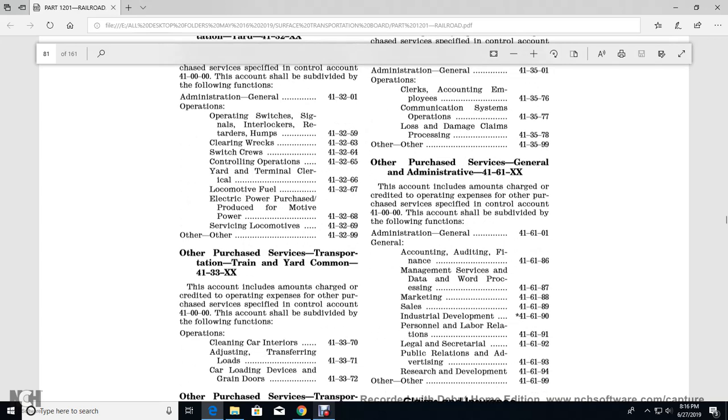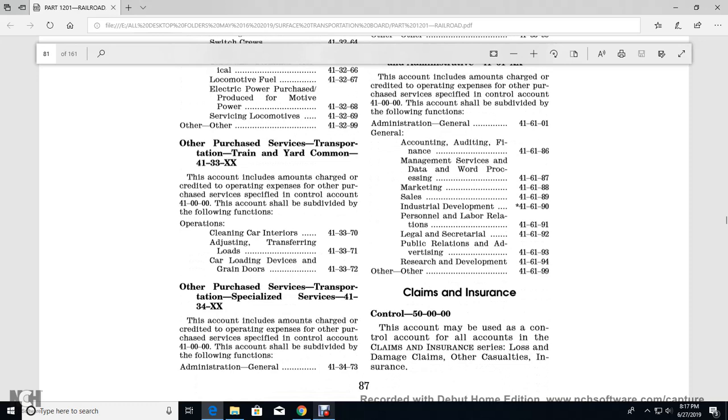4161 double X. The account includes the amount of the credit of the operating expense, other purchased services specified in control account 4100. The account is subdivided by the following functions: administrative, general, accounting, auditing, financing, management, service, word processing, marketing, sales, industrial development, personal labor relations, legal, secretarial, public relations, advertising, research development, or other claims and insurance.